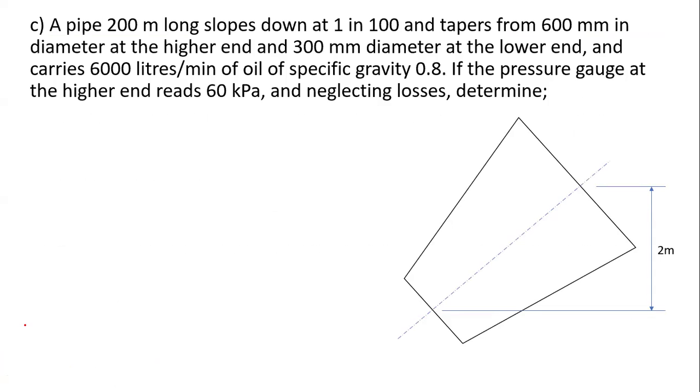Now comes the next question. It says we have a pipe 200 meters long that slopes down at 1 in 100 and tapers from 600 millimeters in diameter at the higher end to 300 millimeters diameter at the lower end, and carries 6,000 liters per minute of oil of specific gravity 0.8. If the pressure gauge at the higher end reads 60 kilopascals and neglecting losses, determine.